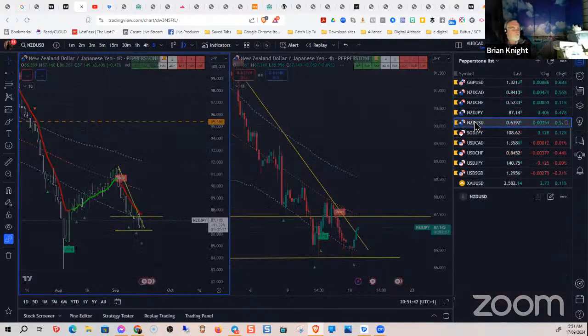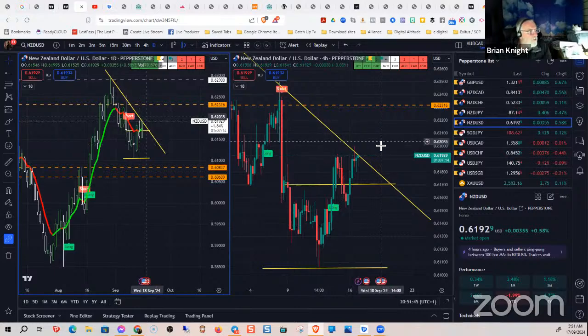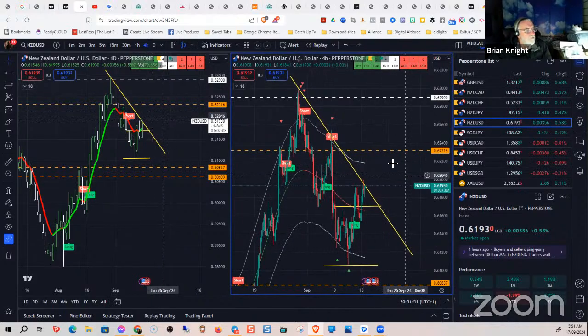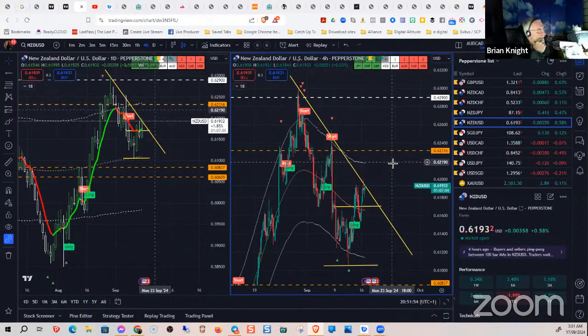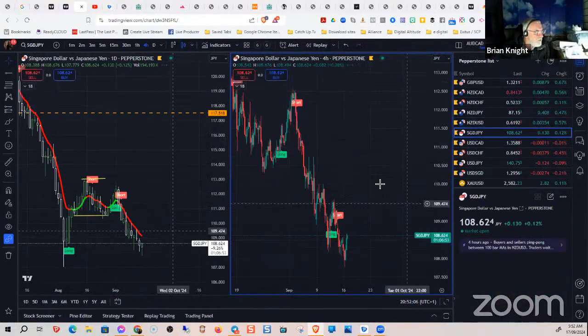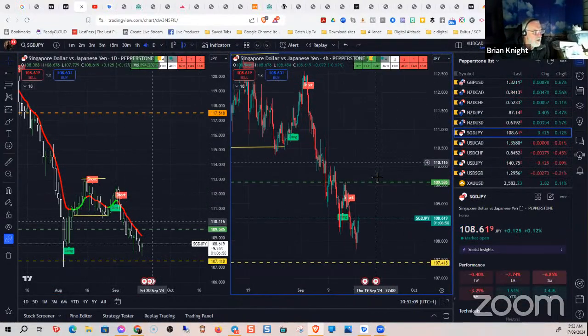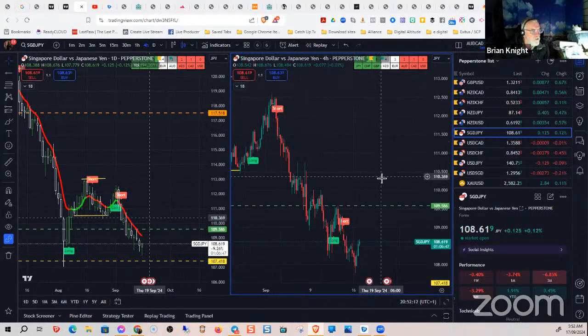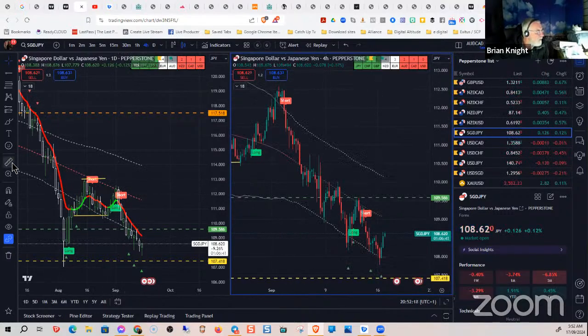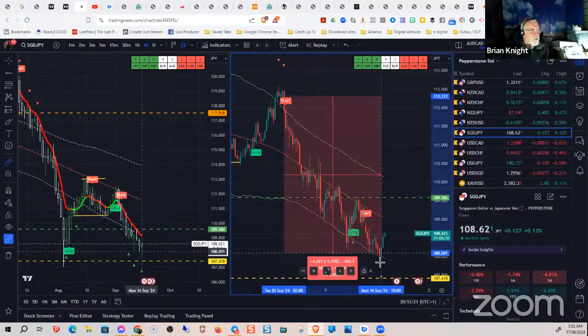All right, NU. Yeah, see, all pushed up. Here we go. Now, will it break that trend line? Potentially not. I'm ready for it to sell out there. Singapore Japanese yen. Again, a little rally at the start of the week. But look at that drop. That's actually quite a significant drop out there, 400, 450 pips or so.